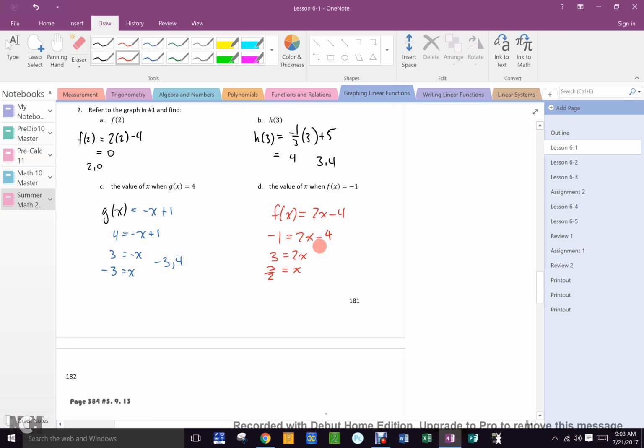People are looking confused now. Guys, this is the only thing I did wrong. I wrote that as a plus, even though I did all this work as if that was a minus, because I knew it was supposed to be a minus. I just wrote it as a positive. So you add 4 to both sides still. Negative 1 plus 4 is still 3.